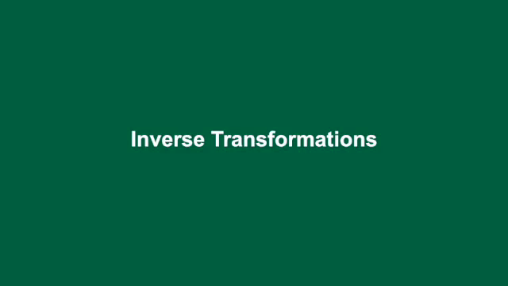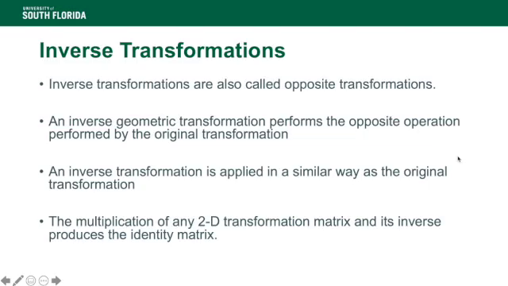Now, inverse transformations. Inverse transformations are also called opposite transformations. An inverse geometric transformation performs the opposite operation of the original transformation. An inverse transformation is applied in a similar way as the original transformation. The multiplication of any 2D transformation matrix by its inverse will produce the identity matrix.